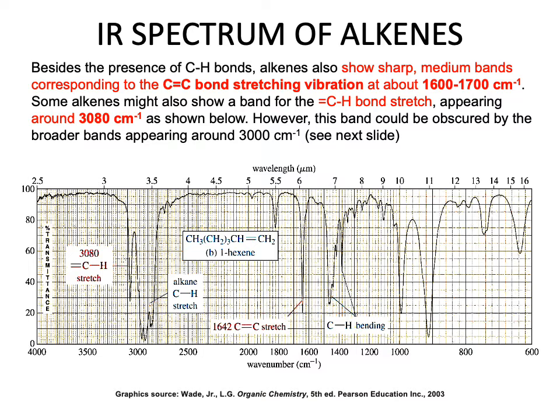So that's how you recognize this hexene. We have a sharp and medium band corresponding to the C double bond stretching vibration around 1600 to 1700, and also we have a CH bond stretch appearing around 3080. From these two groups, we can recognize alkenes.